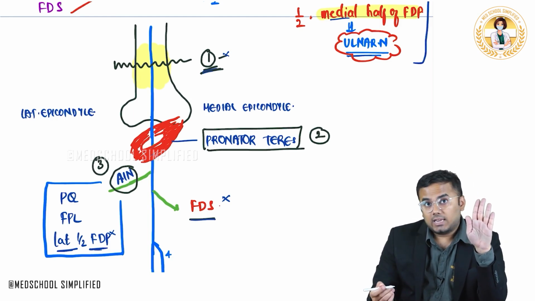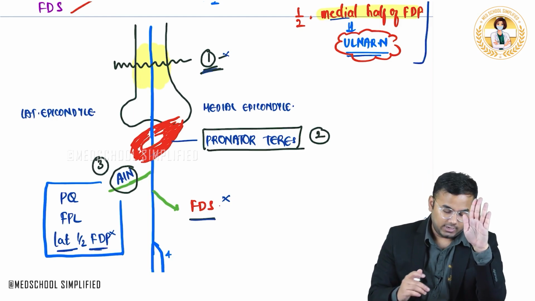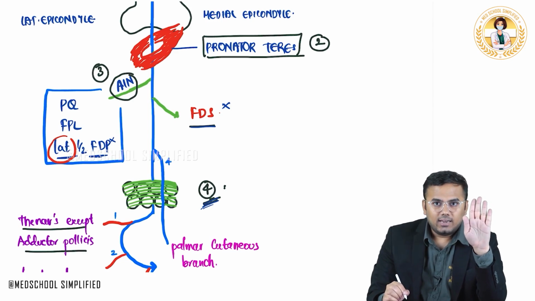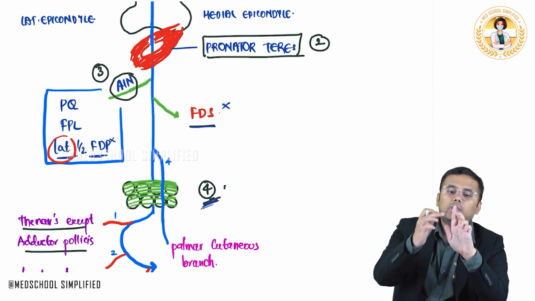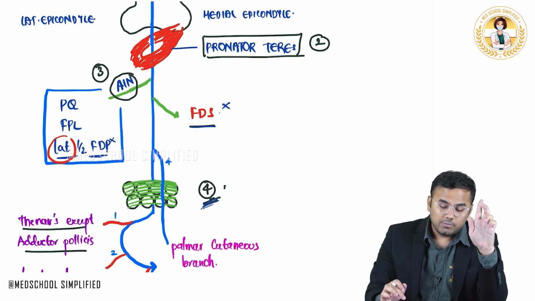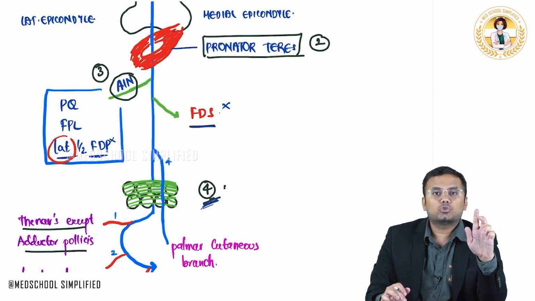So which is working now, medial or lateral? Medial is working, lateral is not working here. You see, lateral is not working. So if I tell the patient to bend his fingers, medial is working, so he will bend two fingers, or maybe two and a half, three, like this, but he won't be able to bend these fingers completely. Why? Because the lateral half of FDP has stopped working.